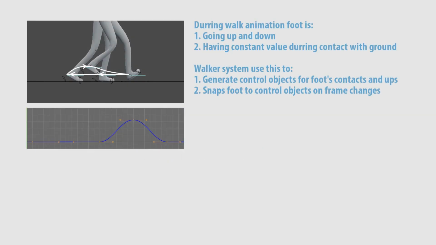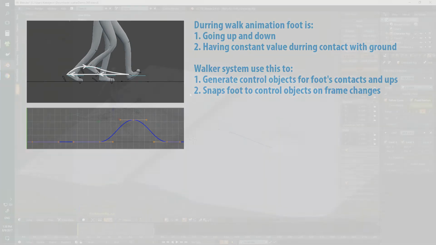This is an explanation how Walker system works. During walk animation, foot is going up and down and has constant value during contact with the ground. Because of this motion pattern, it's easy to calculate foot's contacts and ups. Foot's contacts and ups are used to generate control objects and to snap feet on the floor. Let's see Walker system in practice.